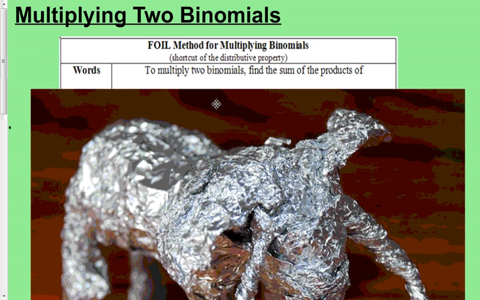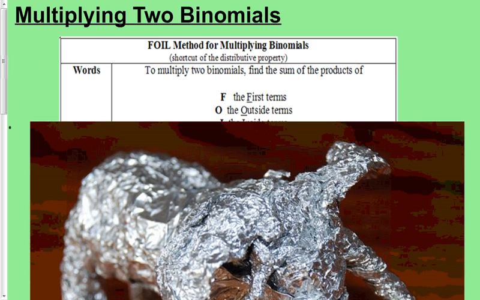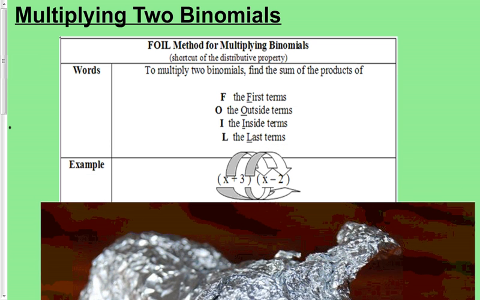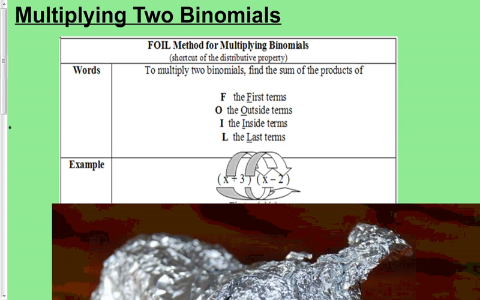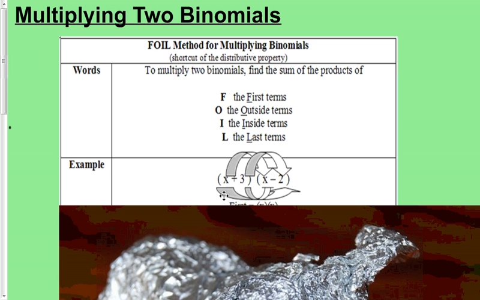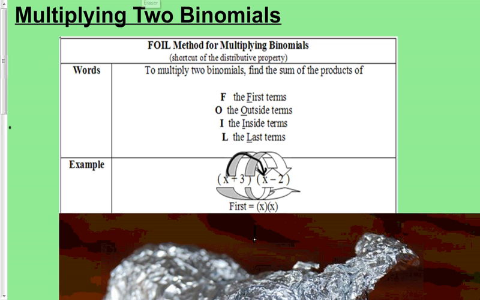So in words, to multiply two binomials together, find the sum of the products of the first terms, the outside terms, the inside terms, and the last terms. That's where FOIL comes from. First, outside, inside, last. That's FOIL. So we're going to FOIL it. An example here is x plus 3 times x minus 2. We do the first terms, meaning we multiply the first term on this side by the first term on that side. That's x times x, or x squared.